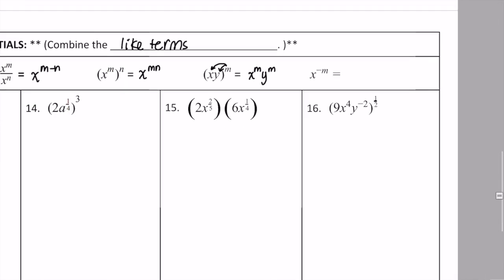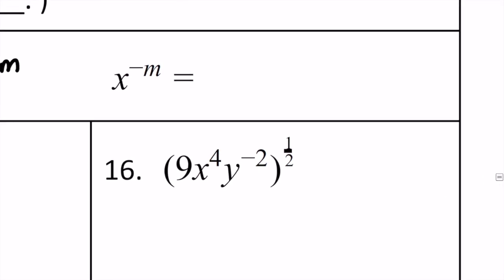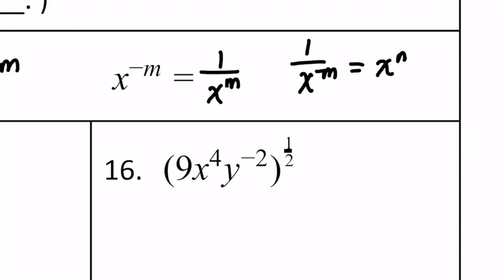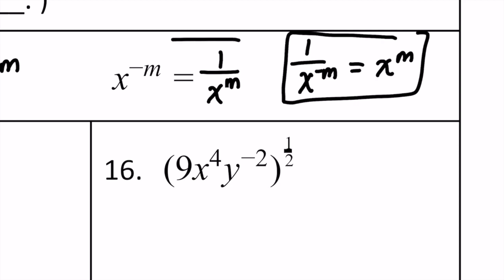And then for the last one, I have x to the negative m power. If I have a negative exponent, to change it to a positive exponent, if it was in the numerator, I move it to the denominator. So I just do the reciprocal and make the power positive. So I have 1 over x to the m power. Same if you had 1 over x to the negative m power, this would be equal to x to the m power. So two separate things, but they are the same concept.